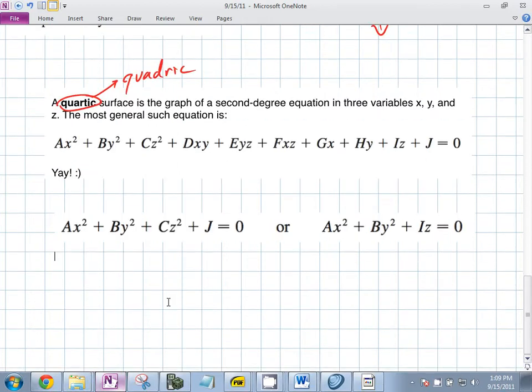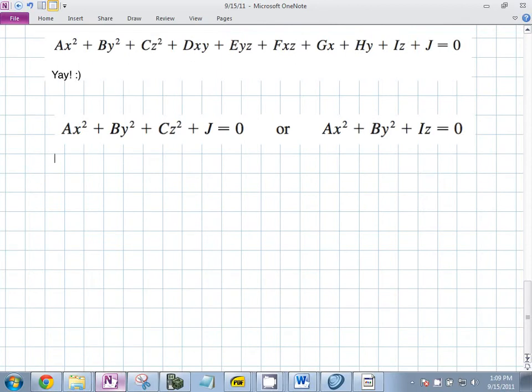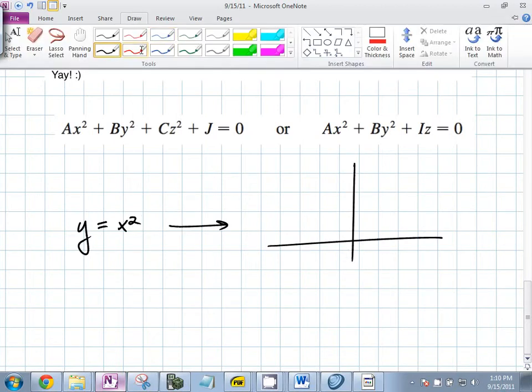What I mean by that is this. Let's do something really simple, just to get you to think about something geometrically. You know what this looks like, right? y equals x squared. Yeah, y equals x squared. It looks like this.